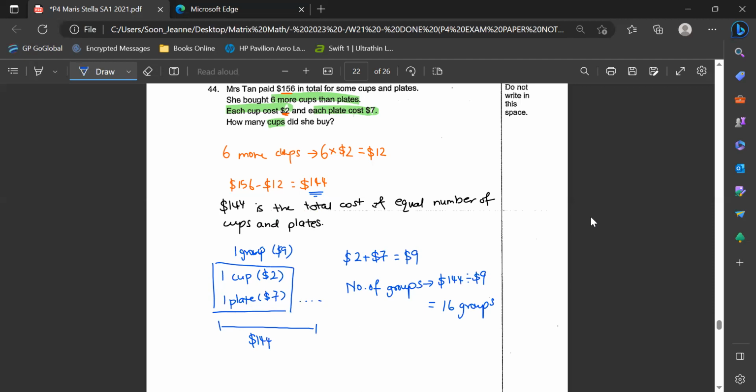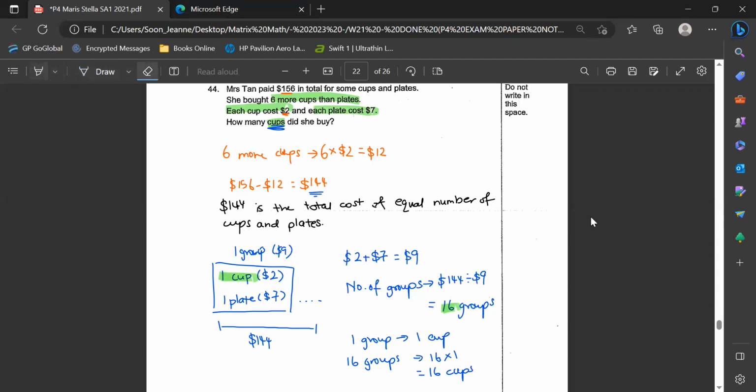So the question is asking me for the number of cups. So if there are 16 groups, how many cups are there in one group? So you look at one group, how many cups are there in one group? In one group, there's actually 1 cup. So we have already found there are 16 groups of this, so we need to find out how many cups are there in 16 groups. So I take 16 times 1. 16 cups.